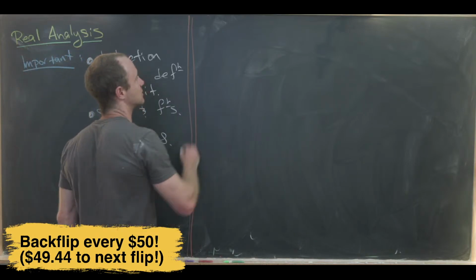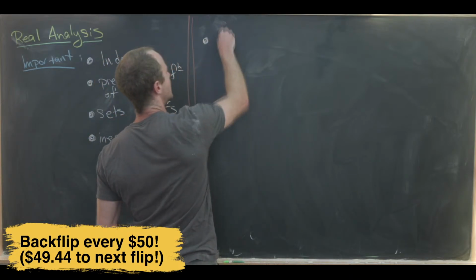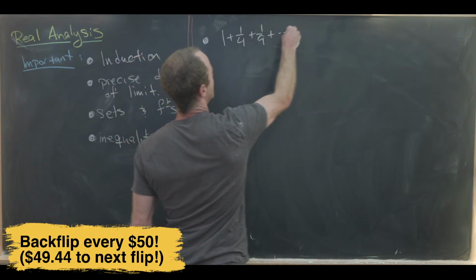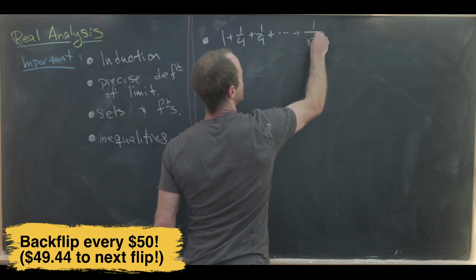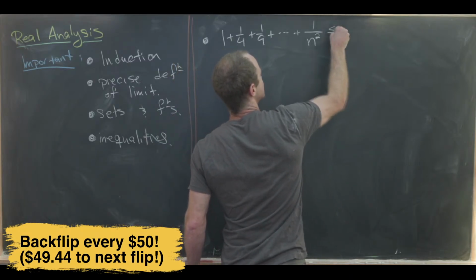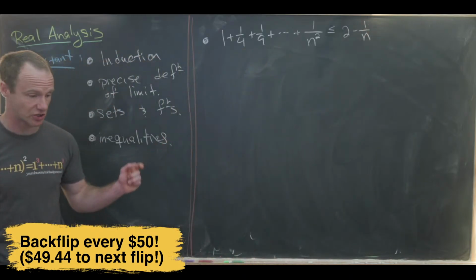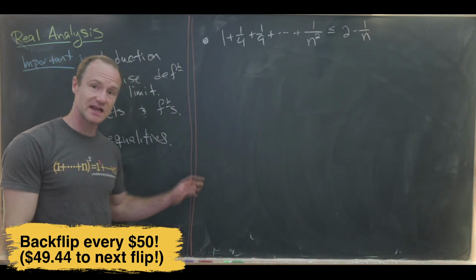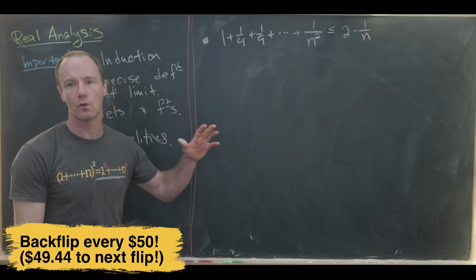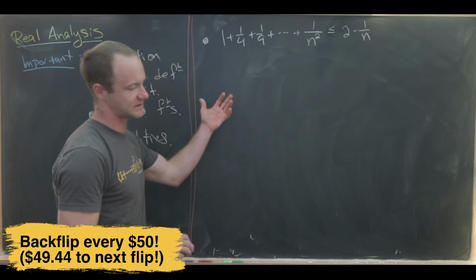Okay, so let's do this one first. Let's prove that 1 plus 1/4 plus 1/9 plus up to 1 over n squared is less than or equal to 2 minus 1 over n. So this is an induction argument, but like I said, it's not the type of induction argument that you would use in abstract algebra. It's more one that you would use in analysis. And that's because it involves an inequality.